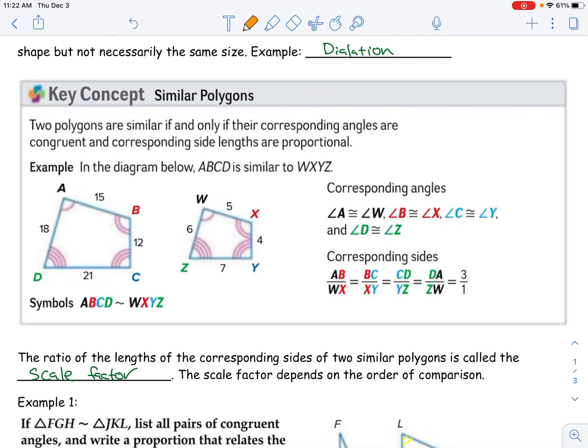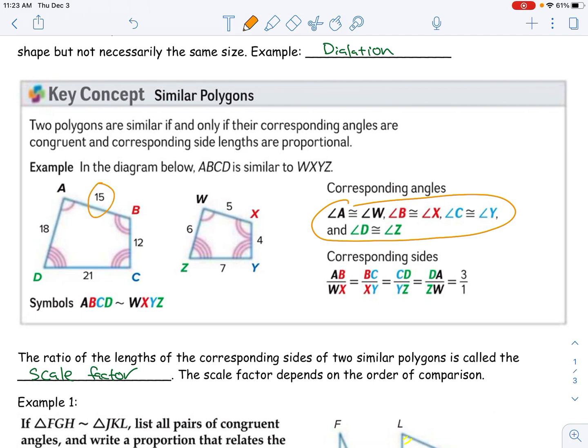Basically, the only thing that you need to get from this is that all of our angles are going to be congruent. Every single corresponding angle is congruent. So A and W, for example, are congruent. And then our sides make ratios. So all of those ratios are going to be exactly the same.